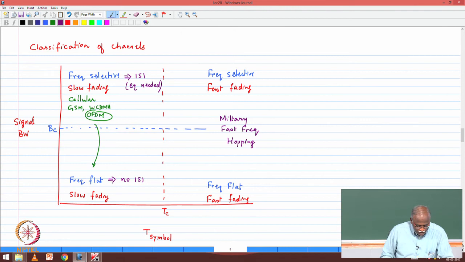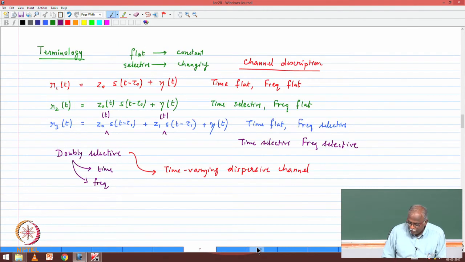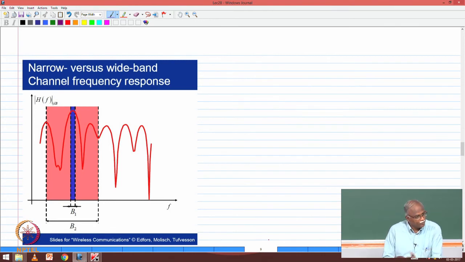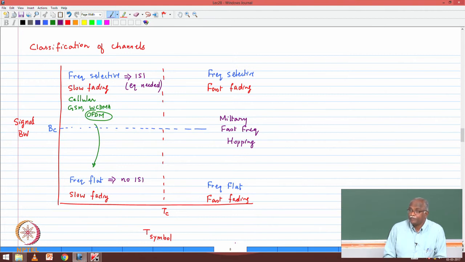Okay. So this is an important element. It is tied to our understanding of narrowband versus wideband. It is also tied to our classification of slow versus fast fading, and the conditions under which you would call a system either frequency flat or frequency selective. Again, hopefully this gives us a picture of the complete landscape of what is there as far as the fading channels are concerned. Any questions?